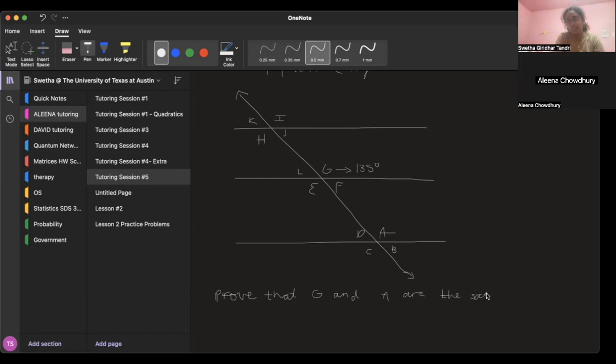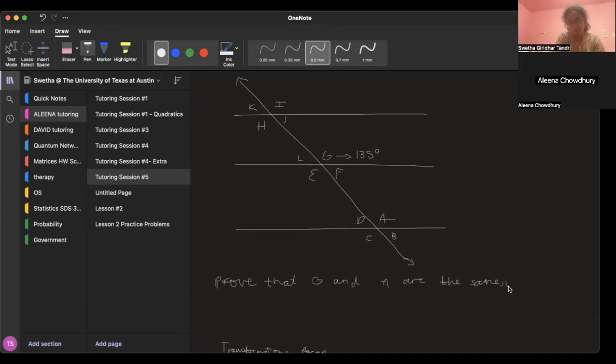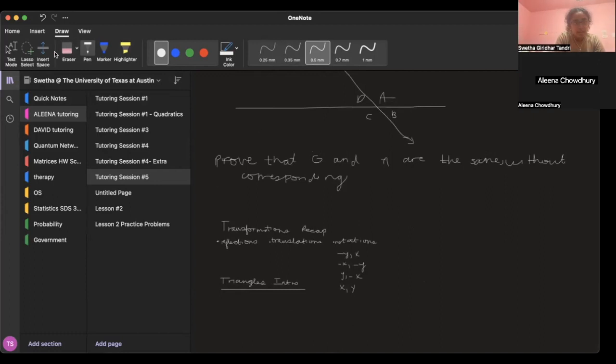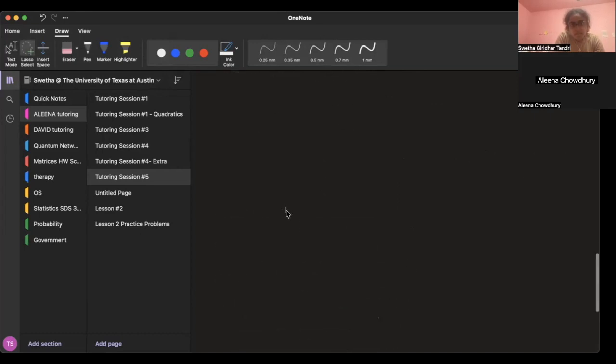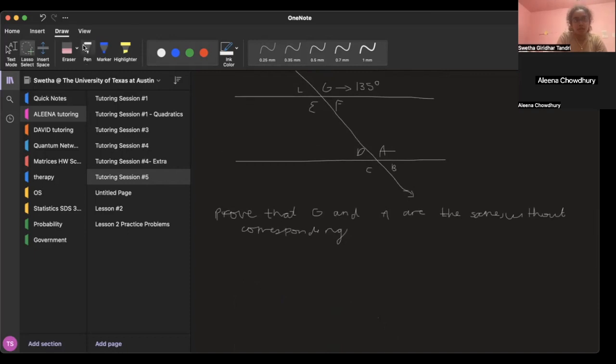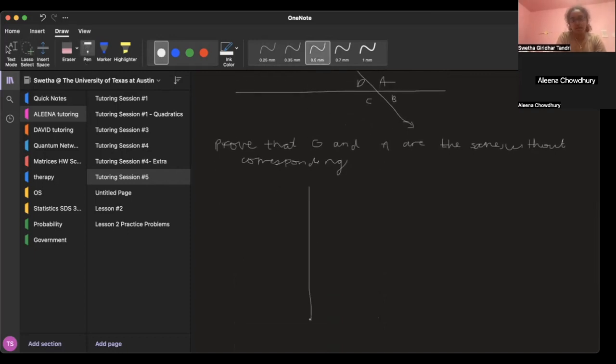Without saying that they're corresponding angles, because you could just say they're corresponding and therefore they're the same. Without corresponding. I guess this will be our way of proving why corresponding angles are the same. But I might need to move this down even more. I don't know if we'll even get here, but I think we might. Okay. So this right here is statement.